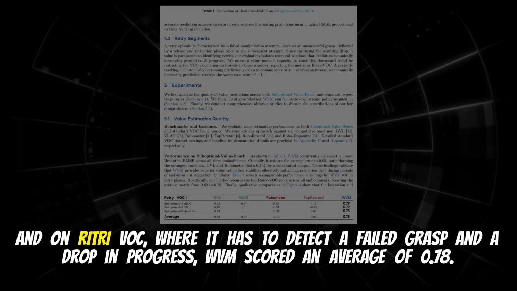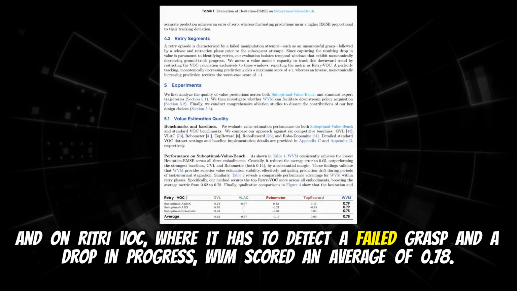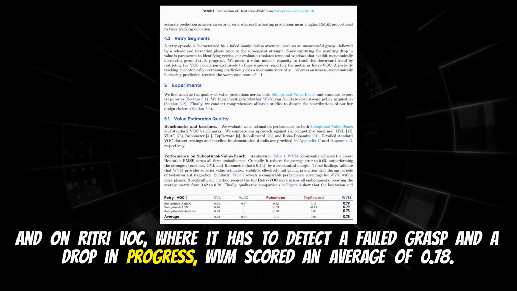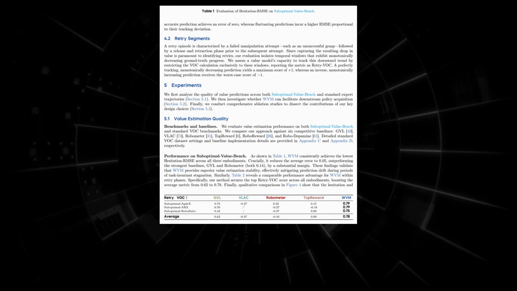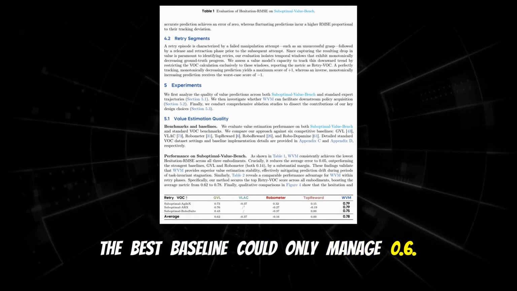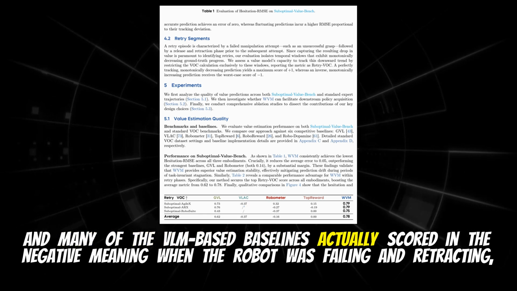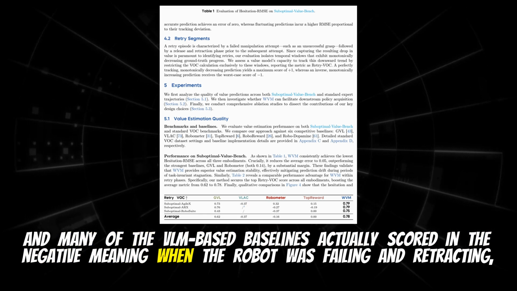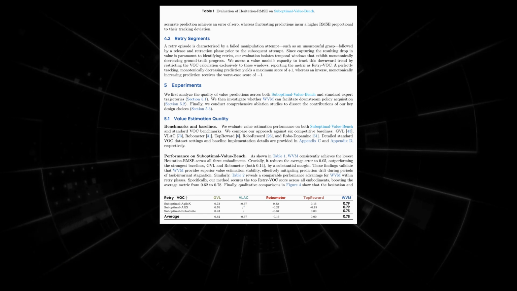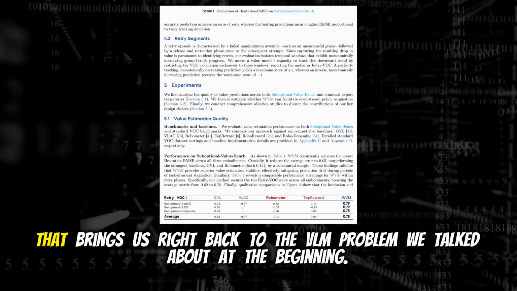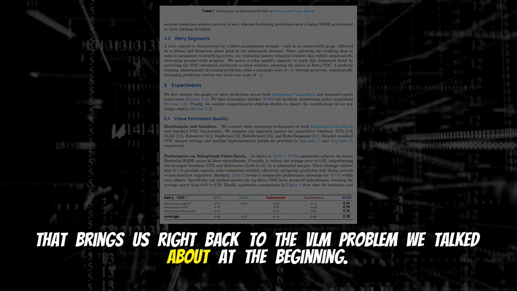Exactly. And on retry VOC, where it has to detect a failed grasp and a drop in progress, WVM scored an average of 0.78. The best baseline could only manage 0.60. And many of the VLM-based baselines actually scored in the negative, meaning when the robot was failing and retracting, the VLM thought it was succeeding. That brings us right back to the VLM problem we talked about at the beginning.